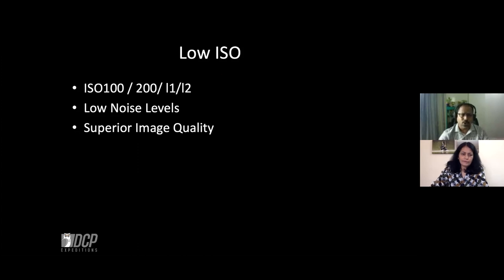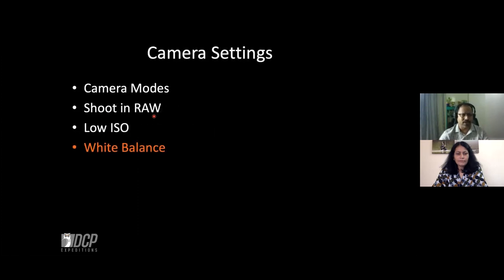Okay. So lower ISO also ensures a very low noise level, so you don't have those artifacts, and it also ensures superior image quality. So guys, stick to the lowest possible ISO. Now, this is unlike wildlife, because in wildlife we don't use a tripod. The sightings happen very early morning, late evenings. We have to boost the ISO. But in landscape, you have time in your hand. So please stick to the lowest possible ISO settings.